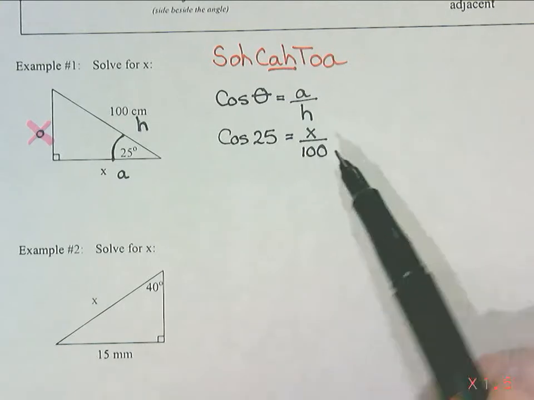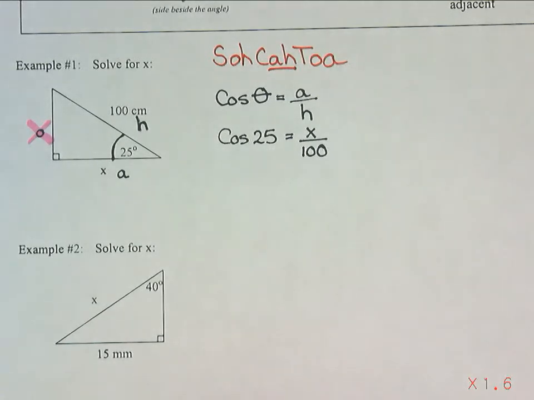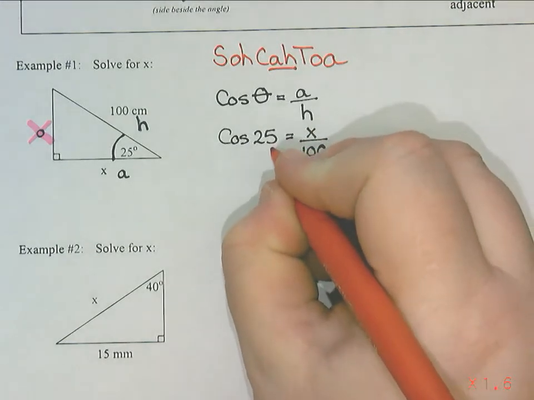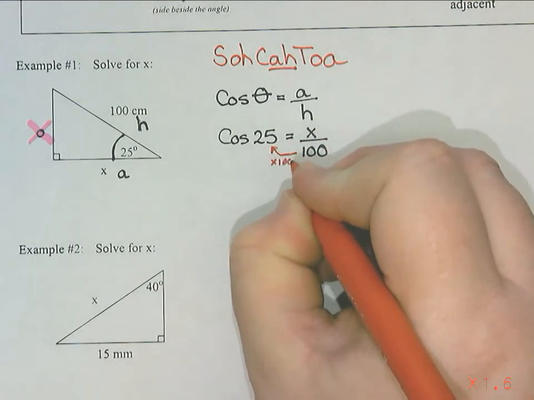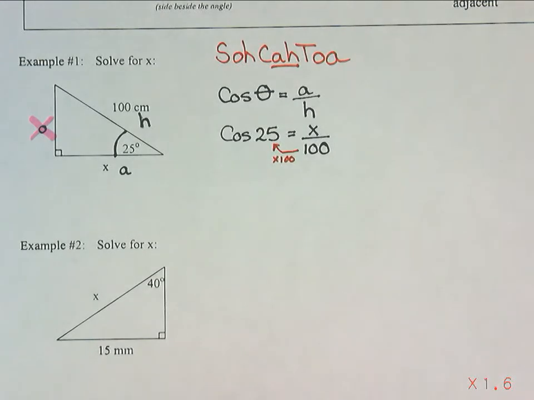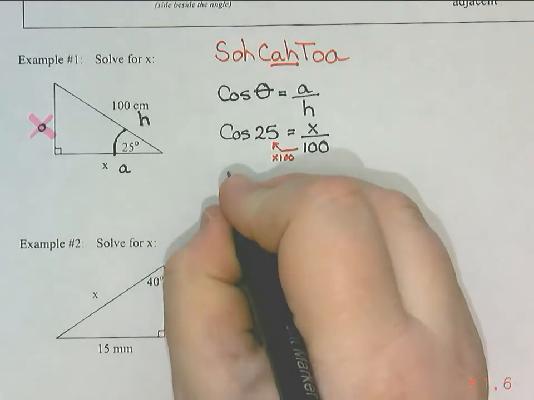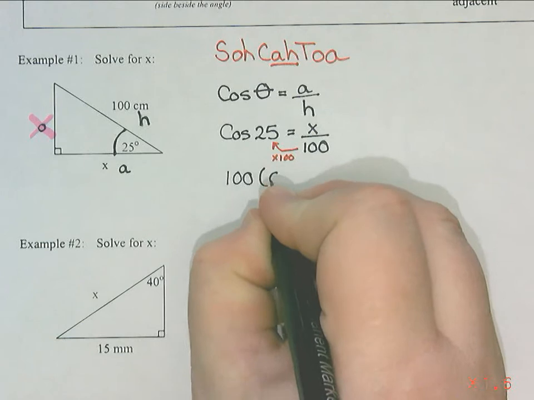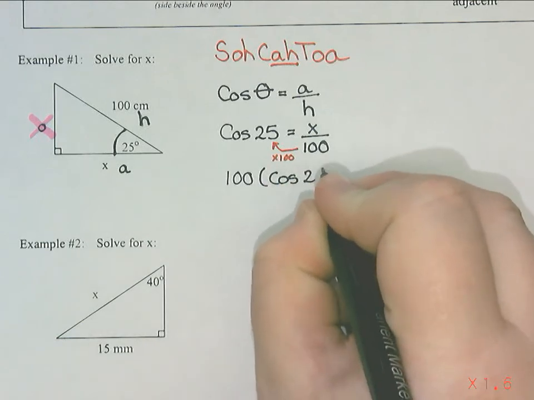Since we are currently dividing by 100, we do the opposite and multiply on the other side by 100. So we're going to end up with 100 times cosine of 25.